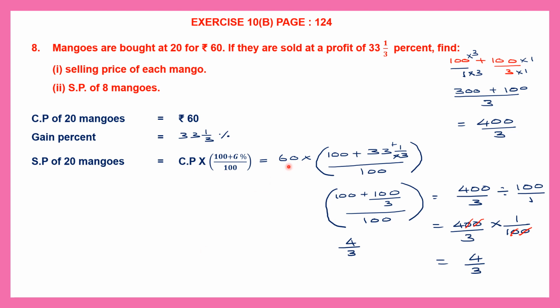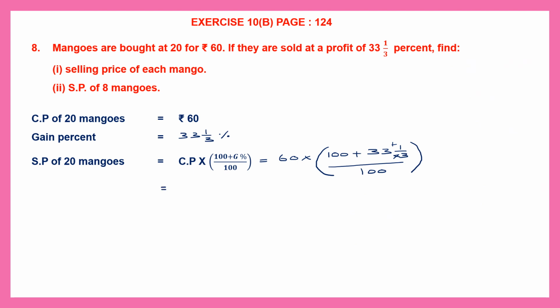Now this portion is the same. So we will have to write it here and here. So this will be 60 into this, and here also 60 into 4 by 3. Now let's cancel. We can cancel 3 and 60. 3 ones are 3, 3 twos are 6, and add the 0, that's 20. Now multiply 20 into 4. 20 into 4 is 80. That means the selling price of 20 mangoes is 80 rupees. Follow all the working that was done before this.